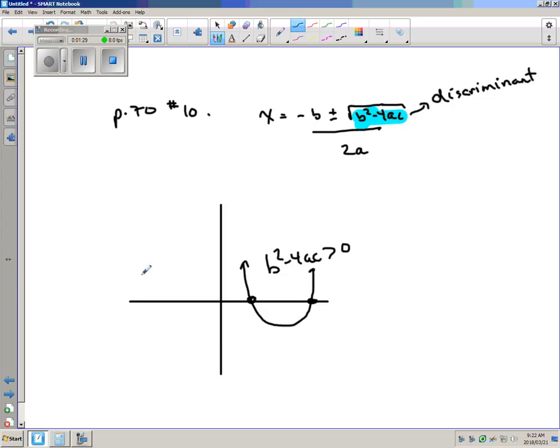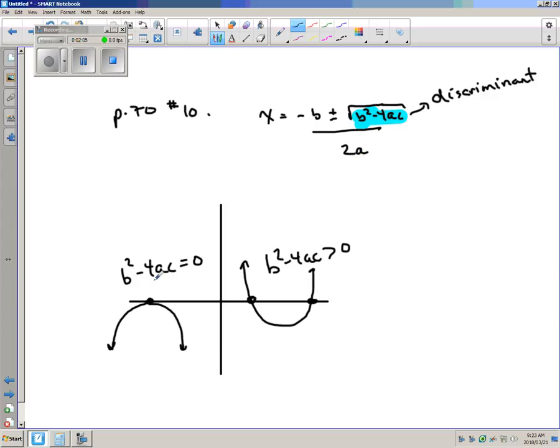Now, another scenario is something like this. It could also go down. Down or up doesn't matter, that's dependent on the value of a in standard form. If it's negative, it's going down. But the point is, this happens whenever b squared minus 4ac is 0. Because the square root of 0 is just 0, you're left with an x-intercept that is just the remaining part divided by 2a. So you only have one root.